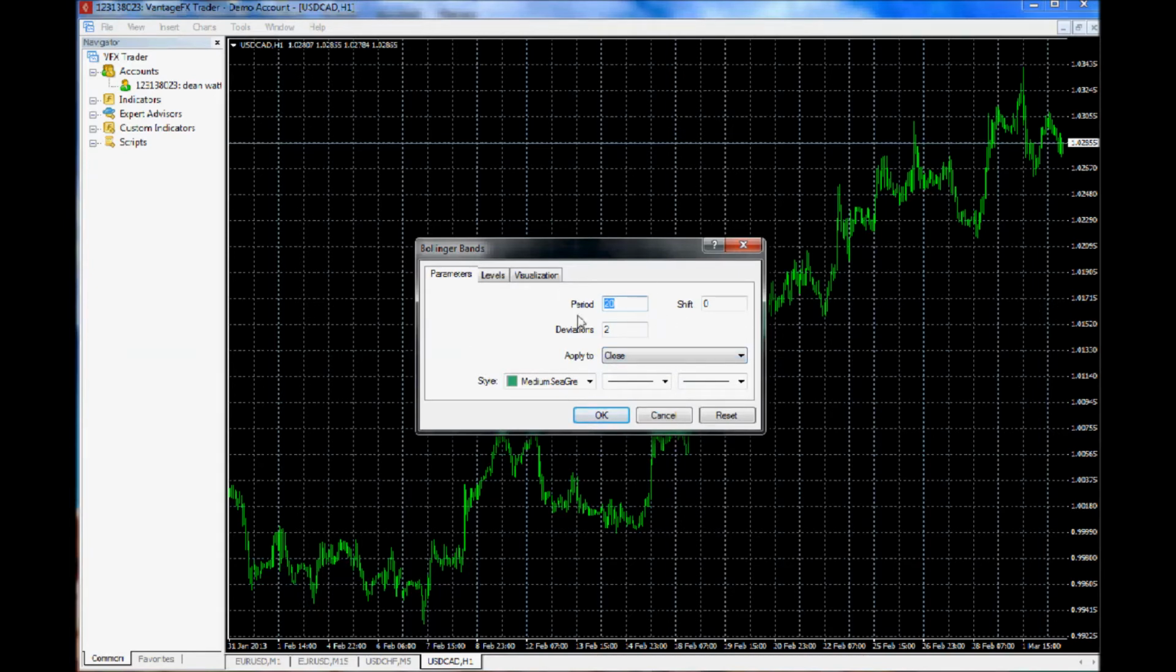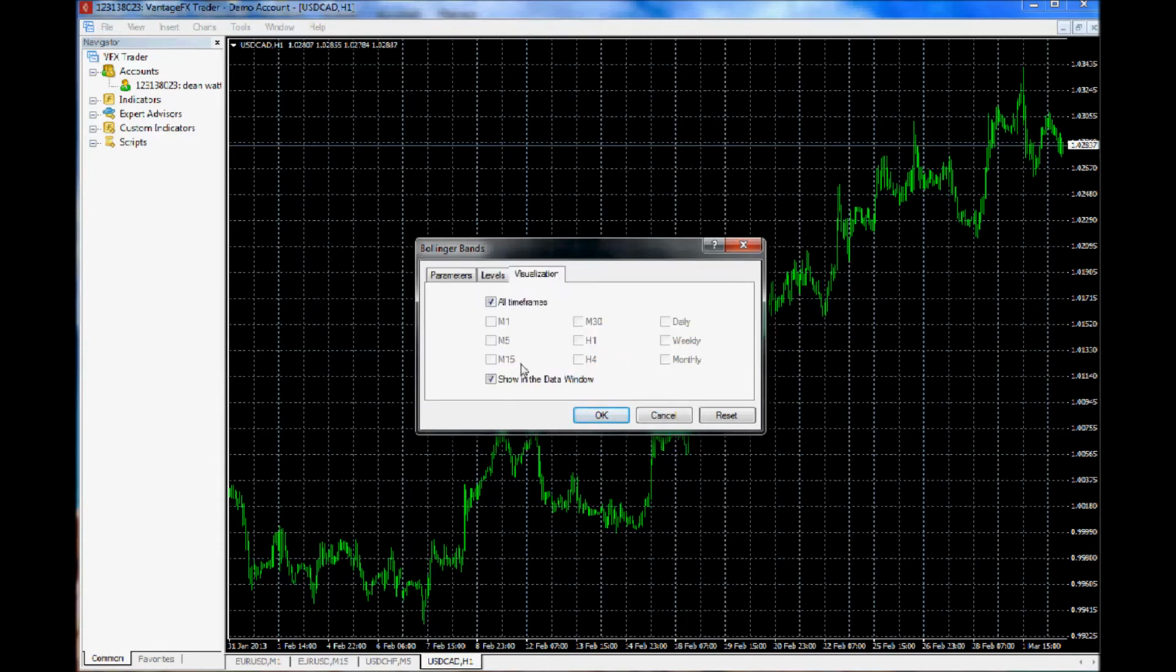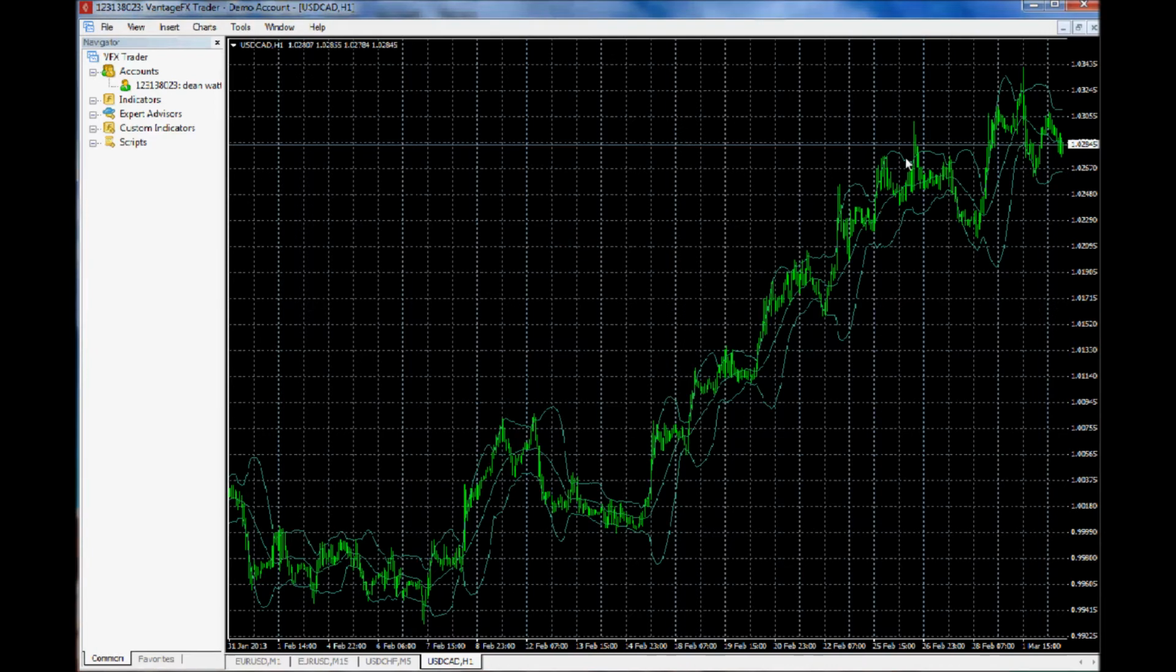I tend to leave it as standard, because I don't want to retrofit my Bollinger Bands to the market. As long as it covers 90% of the market, then I'm happy with that. So all I do is press OK, and you've got your different levels here. You've got your visualization, so it's all time frames it's going to come in. Otherwise we could click off here and say we only wanted it in certain ones, but we're going to have it in all time frames. So I would just say OK to that, and that would give me my Bollinger Band. If I wanted to change the colour, I could change it to red or whatever.